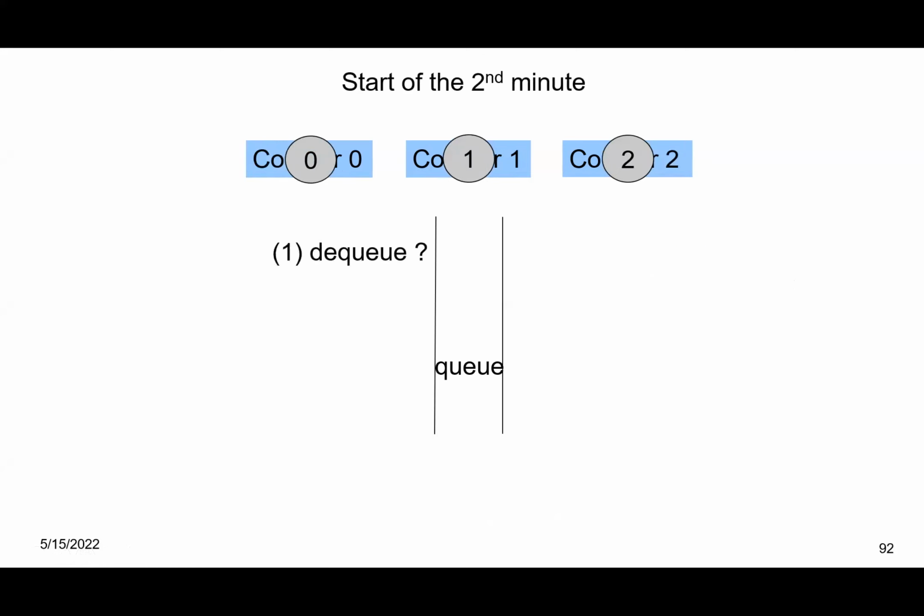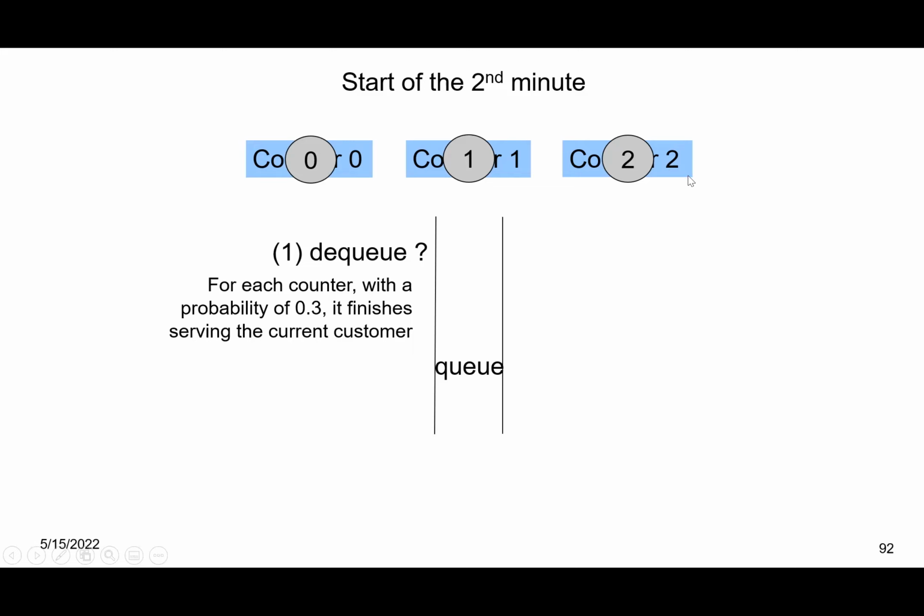Right, so this is the first minute. In the second minute, we will continue with step 1 again. Remember, step 1 and step 2 happen every minute. So step 1 is we have to DQ the customer from the counter, right? Now, how do we determine this?